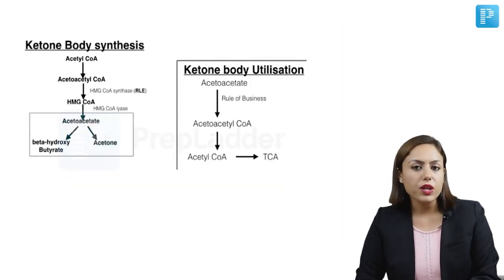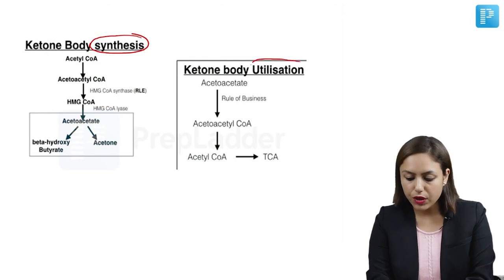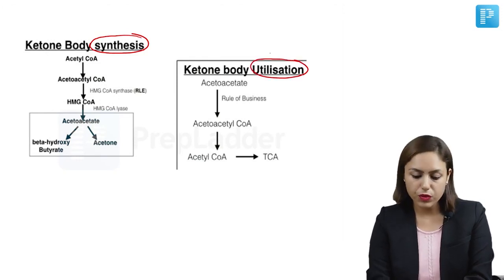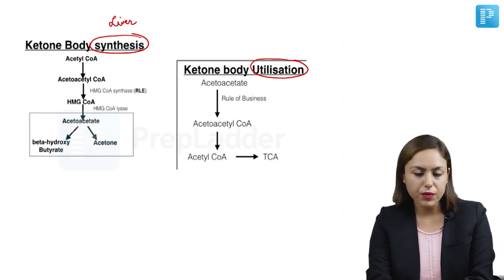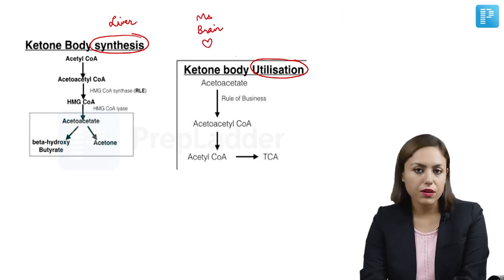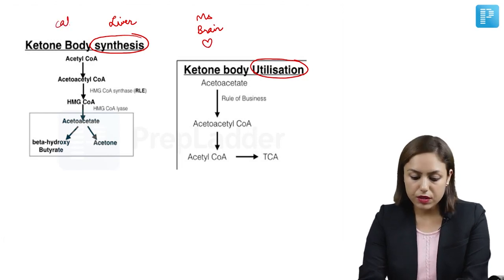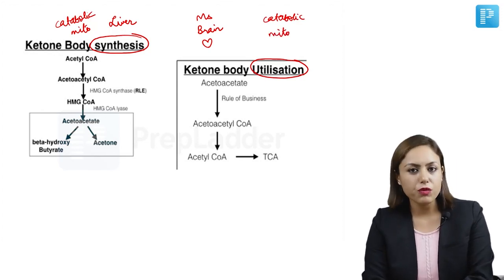Then next are the ketone body pathways. One is the ketone body synthesis pathway, the other is the ketone body utilization or breakdown pathway. Ketone body synthesis occurs only in one organ, that is the liver, and ketone body breakdown or utilization occurs in muscle, brain and heart, right? Ketone body synthesis is a catabolic pathway. It occurs in mitochondria. Ketone body breakdown is also a catabolic pathway and occurs in mitochondria, but in different cells.